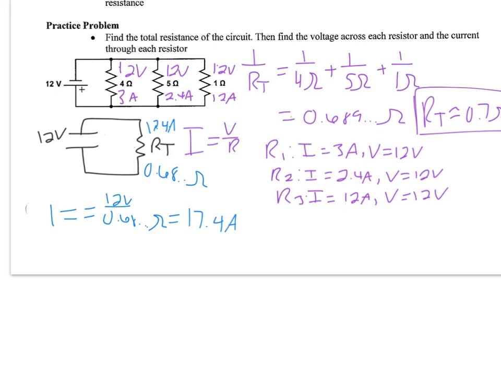Our circuit makes sense. We're going to stop here. We're not going to make it more complex yet. I know this was a lot. We'll do practice. We'll make sure that we're understanding how this works with series and parallel separately, and then we'll combine them later.